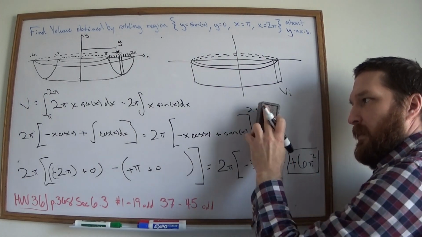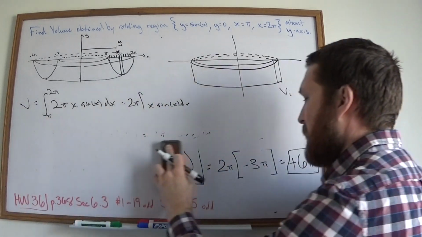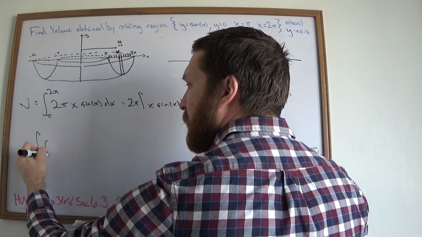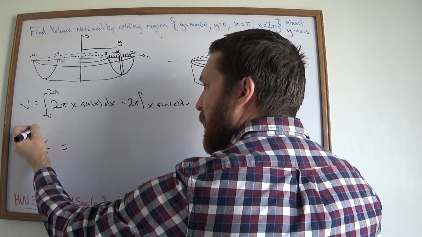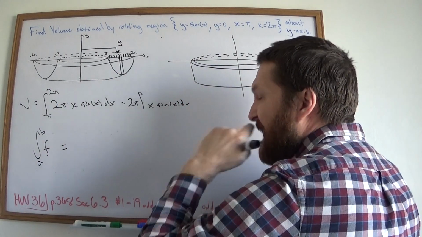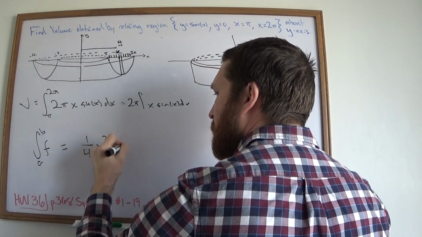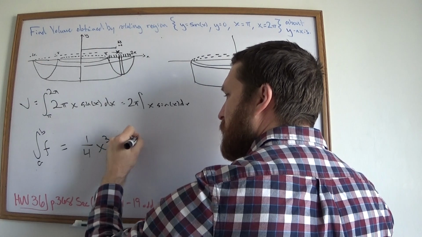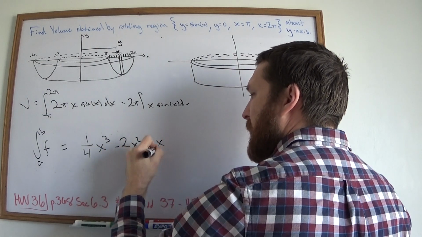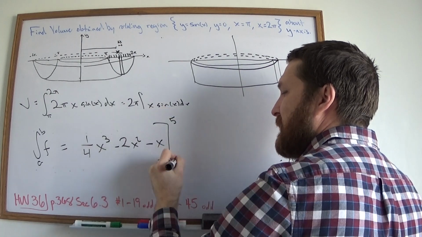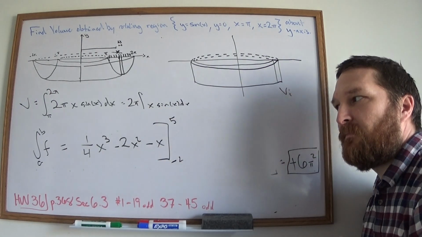What could have happened is you do your integral of whatever it is, from there to there, and you get something like one fourth x cubed minus 2x squared minus x, and you're evaluating that from like 5 down to negative 2.